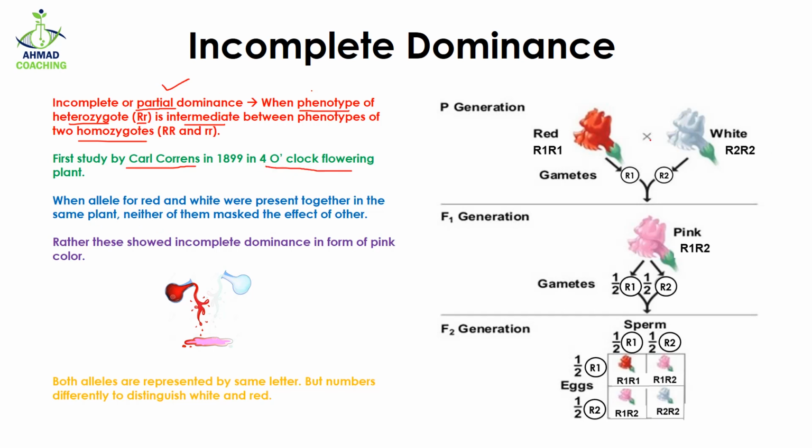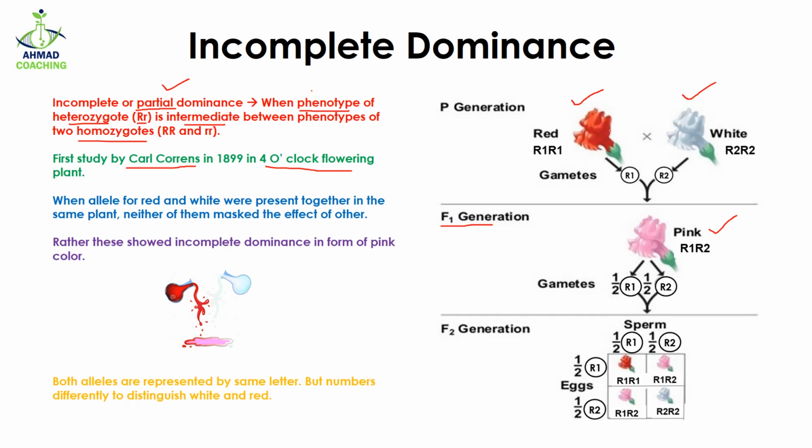He observed that in the P1 generation, if a red flowering plant and a white flowering plant were crossed with each other, then in the F1 generation, instead of having red flowers, they were having pink flowers. So you can see that the phenotype of this heterozygote is actually intermediate between the red and white. So this is actually incomplete dominance.